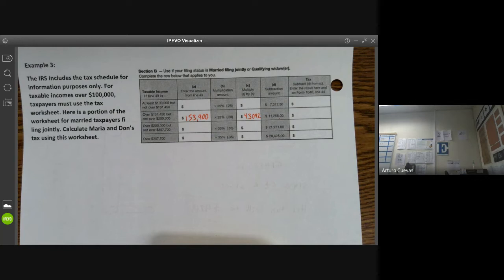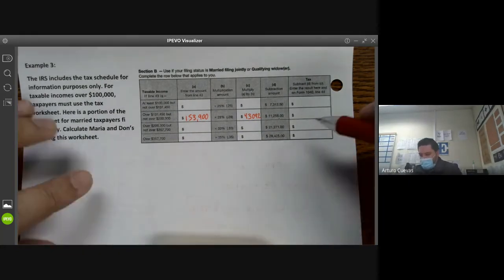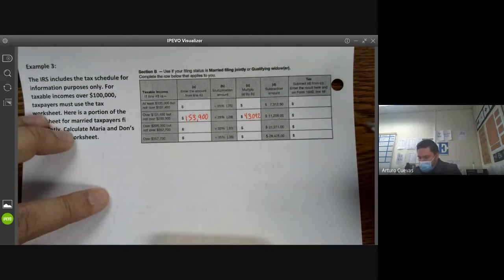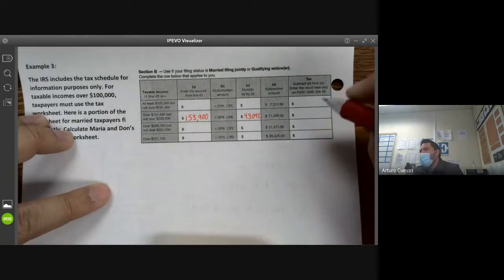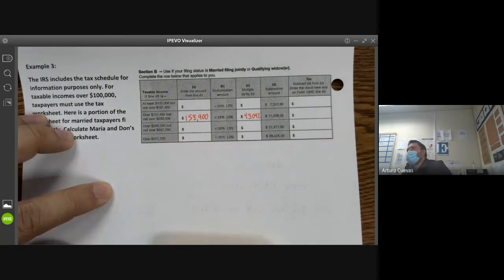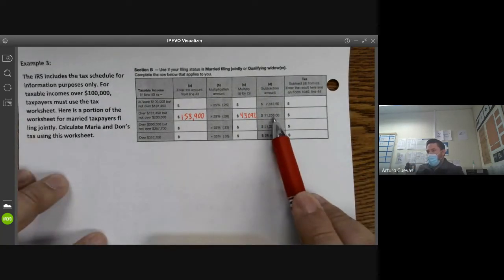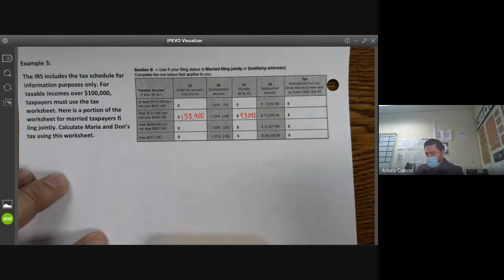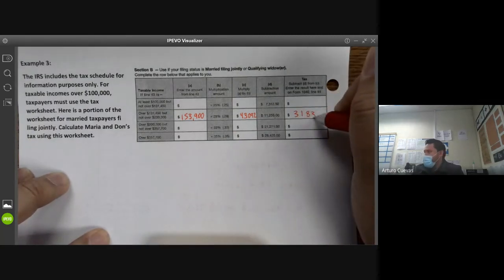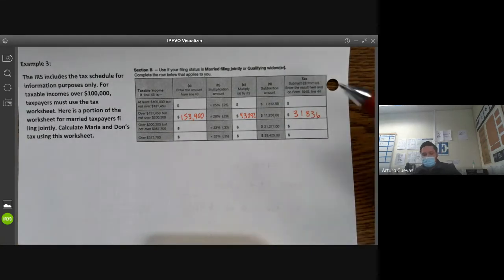So what did we get right here? Can you tell me since you're done? 30 what? I couldn't hear you. Oh, I thought you were done with the whole thing. Okay. So did you do this minus that? What did you get? 31,836. Yes. So you get the same amount of tax with the two different worksheets.